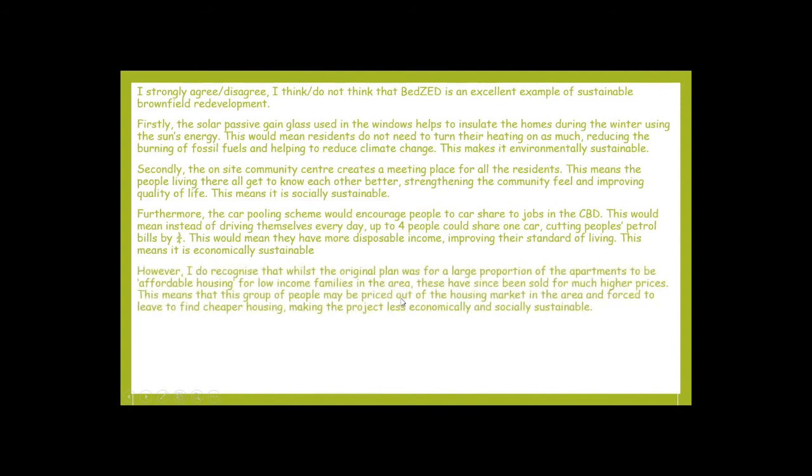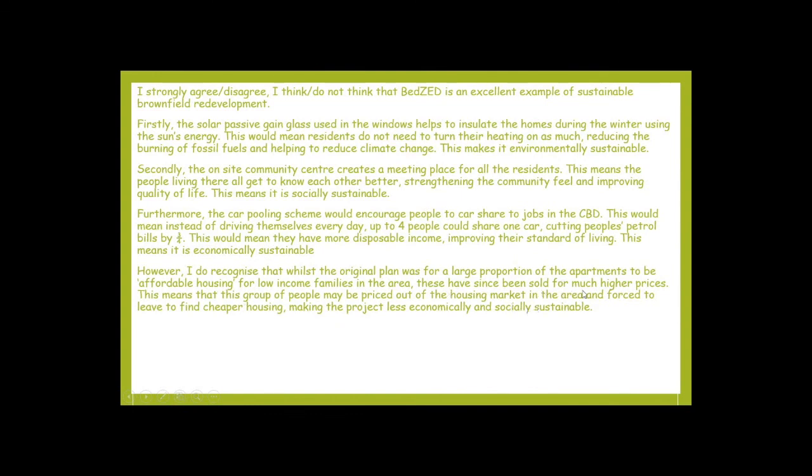However, I do recognise, whilst the original plan for a large proportion of the apartments to be affordable housing for low-income families in the area, these have since been sold for much higher prices. Now this point, to be fair, I forgot to mention this before, people bought up the affordable housing at the affordable housing price, then a few years later sold it for massive profits. So the whole concept of some of it being affordable pretty much didn't exist anymore. This would mean that a group of people may be priced out of the housing market in the area and forced to leave to find cheaper housing, making the project less economically and socially sustainable.